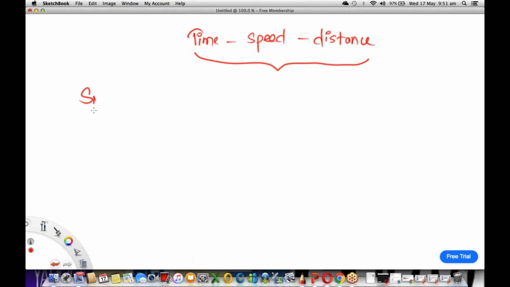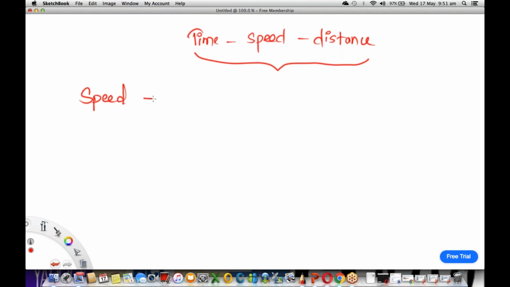So in the time speed distance chapter, we'll be expecting the questions to find out either time or speed or distance. So before going to discuss the questions on time, speed, distance, first we'll understand what is speed.